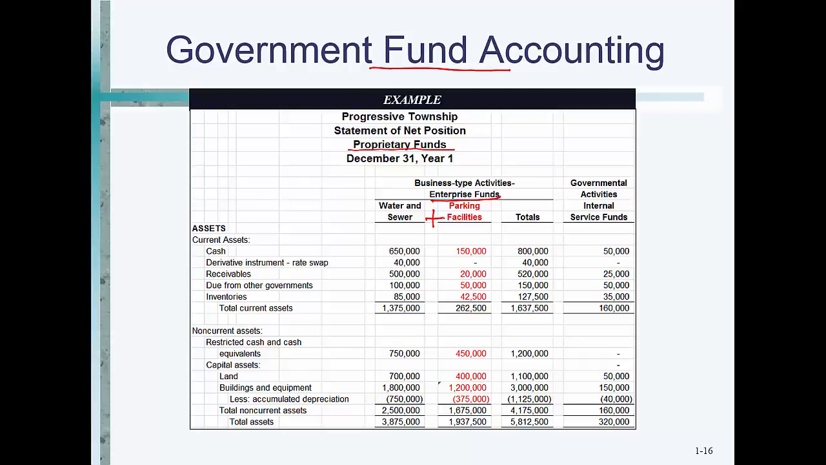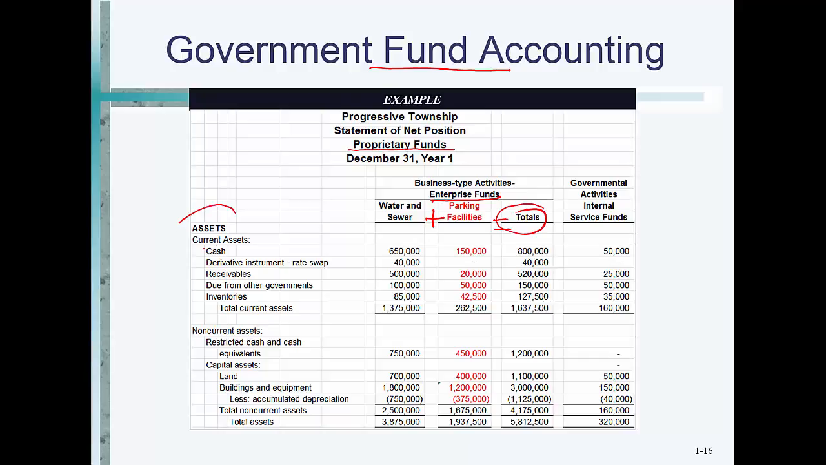Guys, this would be a good time to not worry about the order that you're seeing the slides and just pay attention to what I'm doing up here. Okay, we have water and sewer, and we have parking facility. These are both considered enterprise funds. They're both in an enterprise fund column, aren't they? So I add those two together, and that gives me totals here, doesn't it?